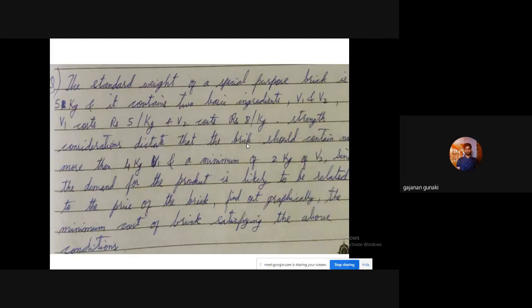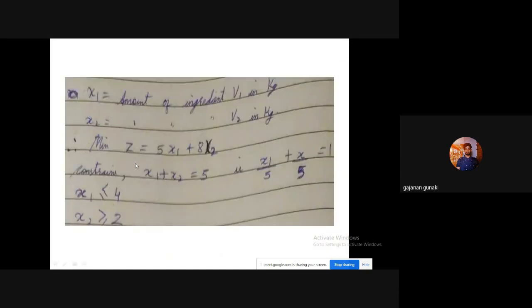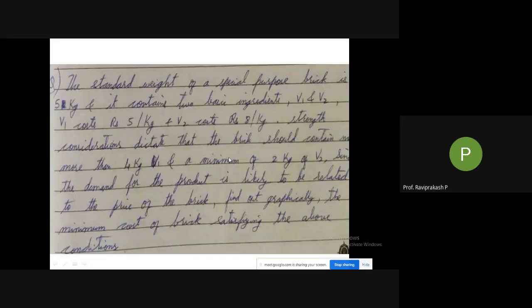Sir, is it minimum z equals 5x1 plus 8x2? Minimum z, 5x1 plus 8x2. Yes, you are right. Correct. As it is related to cost and minimization, check the cost of both. So which costs are given to you? Using that, you need to come up with the objective function. Then constraints.